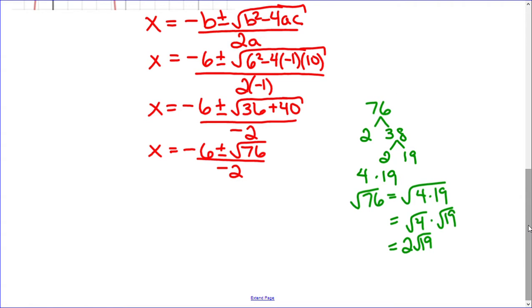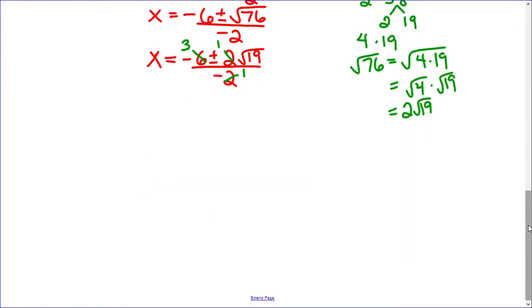So let's use that idea and keep this going. x is equal to minus 6 plus or minus 2 root 19 over -2. Between the 6, the 2 in front of the root 19, and the 2 on the bottom, I have a common factor of 2, so I'm going to divide everything by 2 and simplify this out. Now once I write this out, I've got x is equal to minus 3 plus or minus the square root of 19 all over -1.